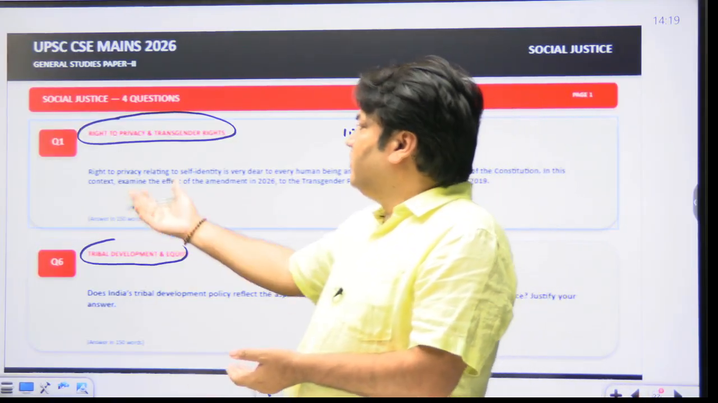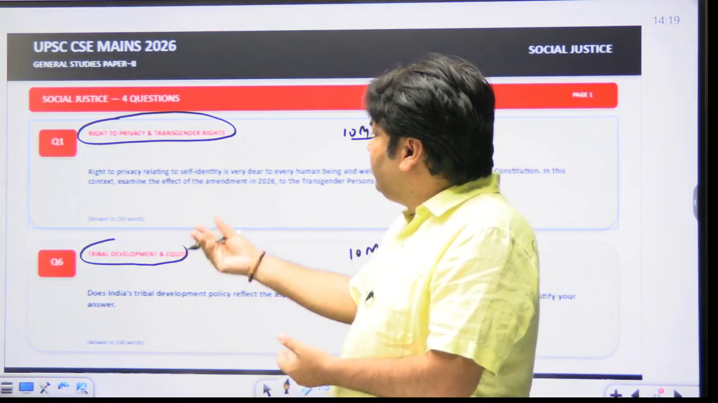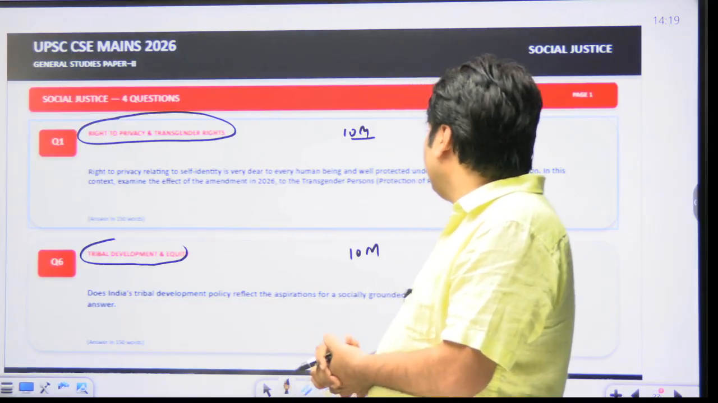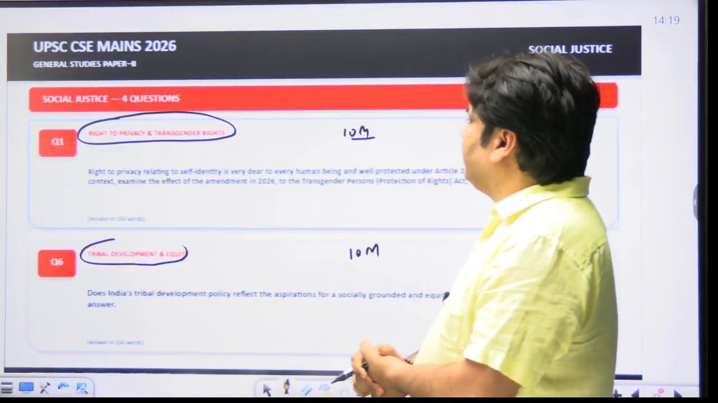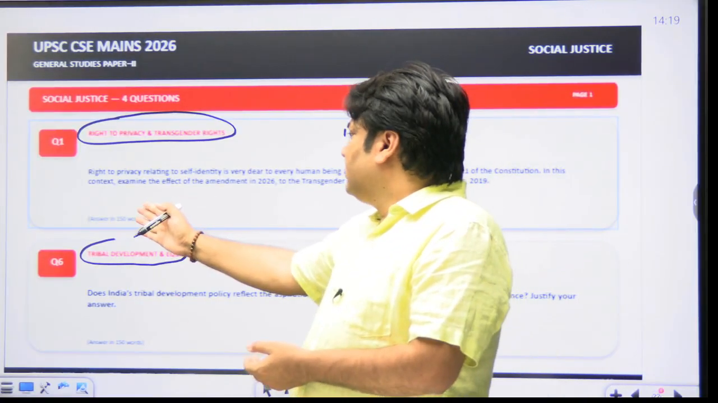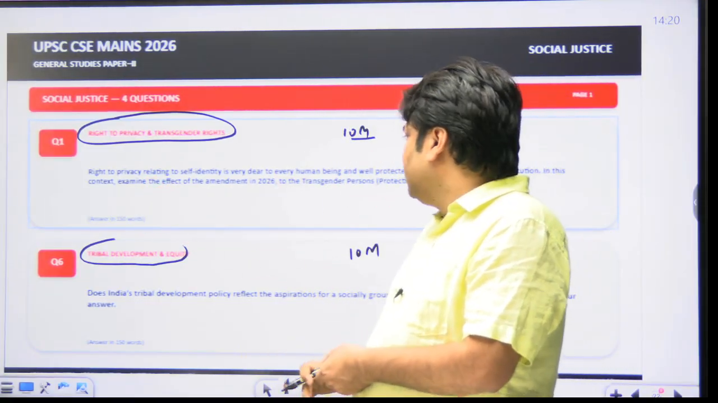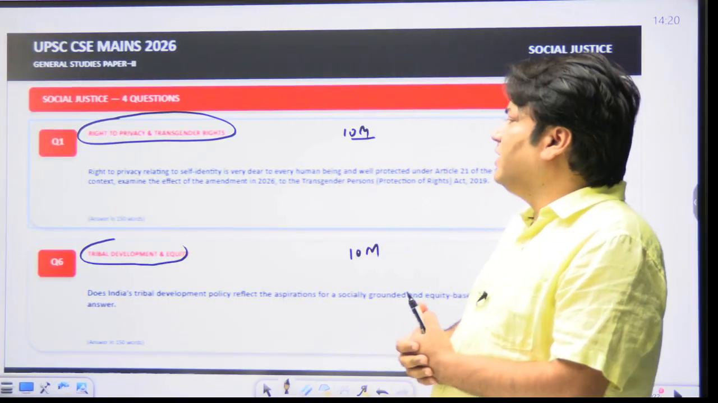Now question number 1 asks that right to privacy relating to self-identity is very dear to every human being and well protected under Article 21 of the Indian Constitution. In this context, examine the effect of the amendment in 2026 to the Transgender Persons Protection of Rights Act 2019.